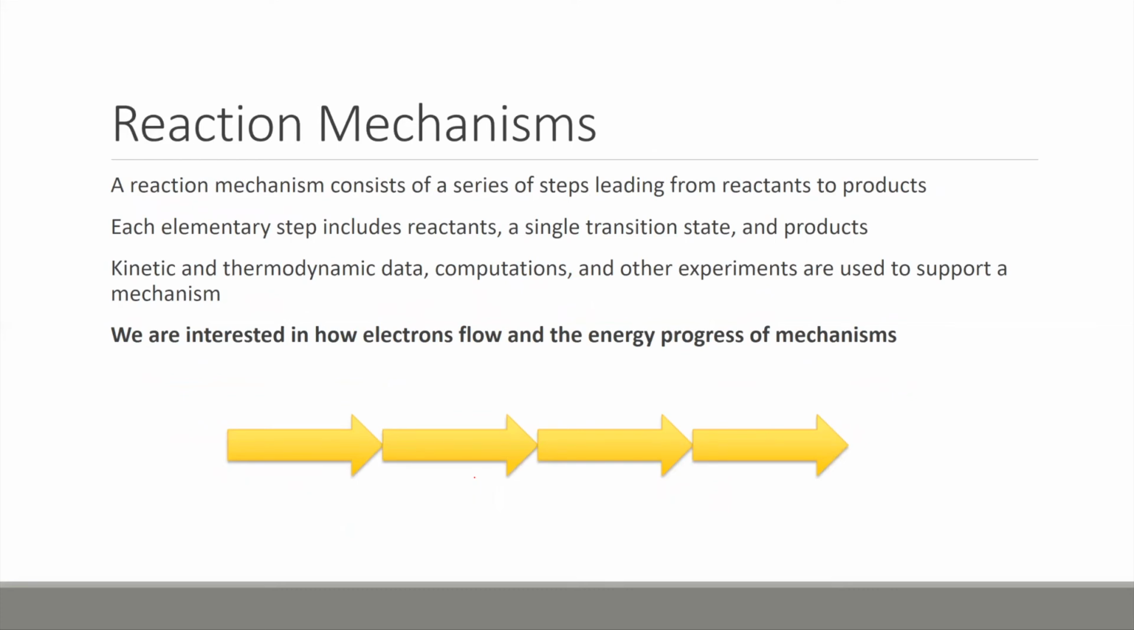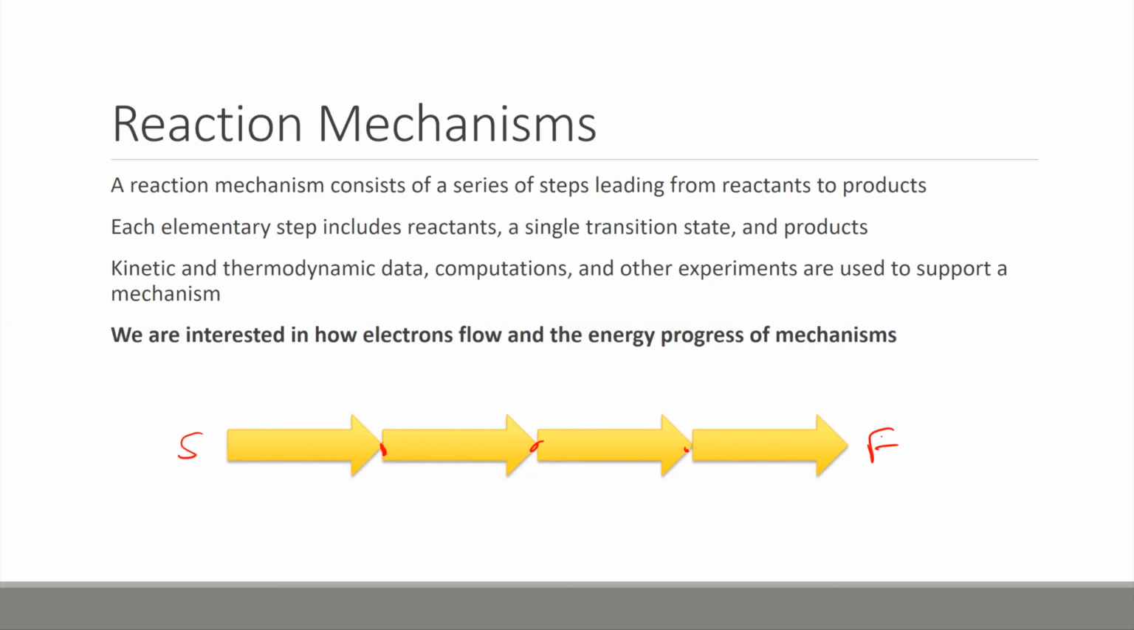Now we're going to dive into reaction mechanisms. And again, I'm going to use this substitution reaction of an alcohol to an alkyl halide as our example to explore reaction mechanisms. So we're going to be learning about reaction mechanisms, but also learning about this particular substitution reaction. A reaction mechanism consists of a series of steps, and it's going to lead from the reactant to the product. And each elementary step, each position, so this would be an elementary step as we go along from our start to our final, is going to include its own reactants, a transition state, and products.